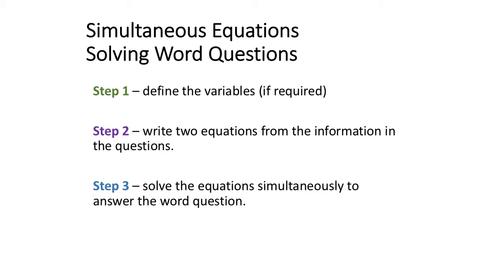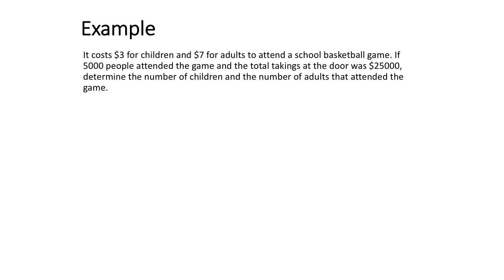So let's have a look at an example of how we can use simultaneous equations to solve a word problem. In the example, it costs $3 for children and $7 for adults to attend a basketball game. If 5,000 people attended the game and the total takings at the door was $25,000, determine the number of children and the number of adults that attended the game.